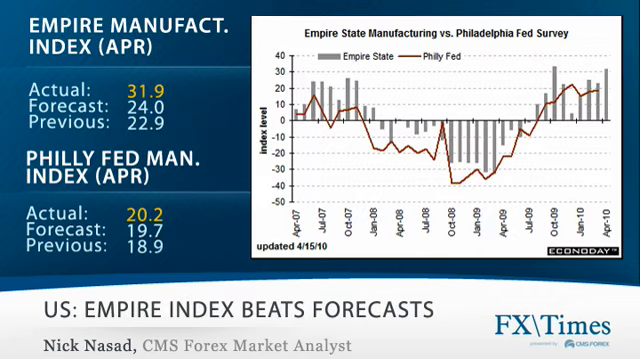We had two releases confirming that sentiment. The Empire Manufacturing Index for the month of April jumped to 31.9 from 22.9 in March. Expectations had the index rising to 24. Also, the Philly Fed Manufacturing Index for April rose to 20.2 from 18.9 the previous month, and that too was higher than expectations. In the Empire Index, we had general business conditions rise 9 points, while new orders and shipments advanced as well, plus the inventories index climbed to a record high.